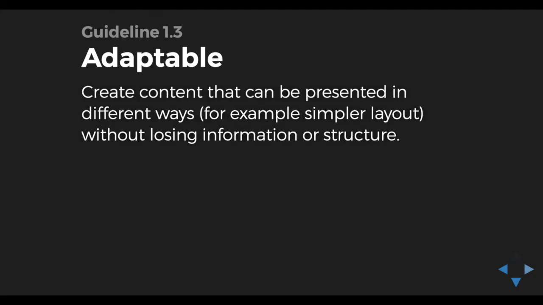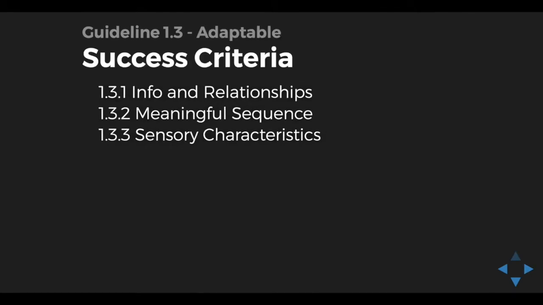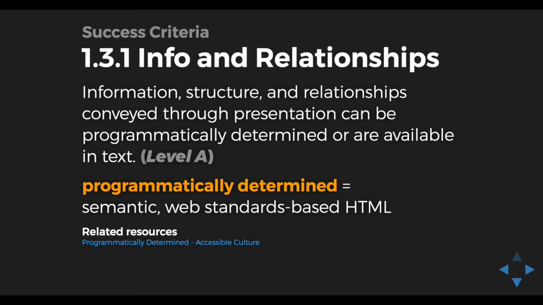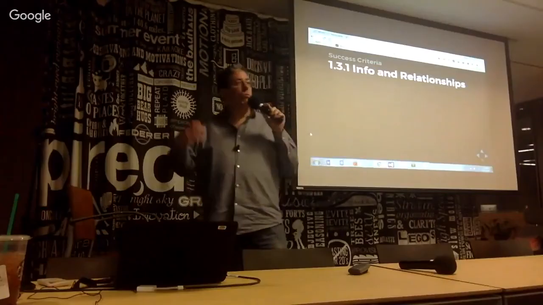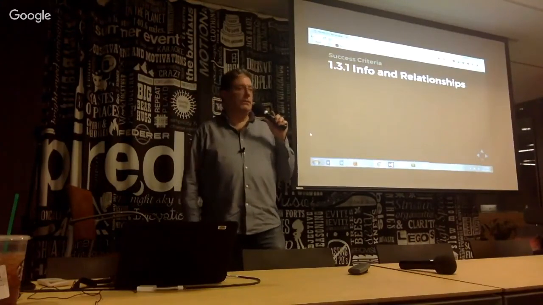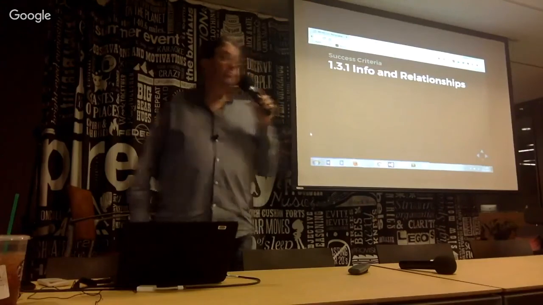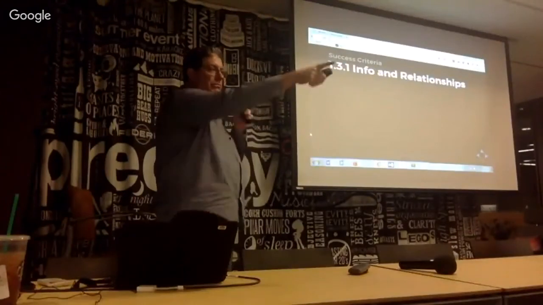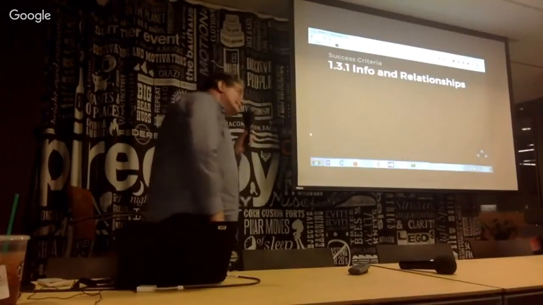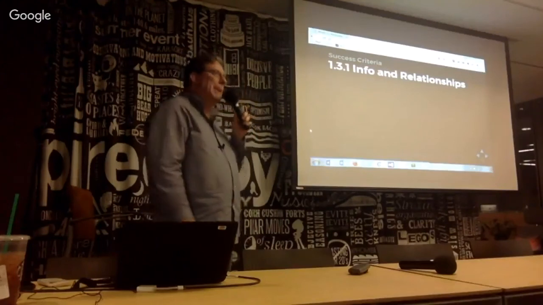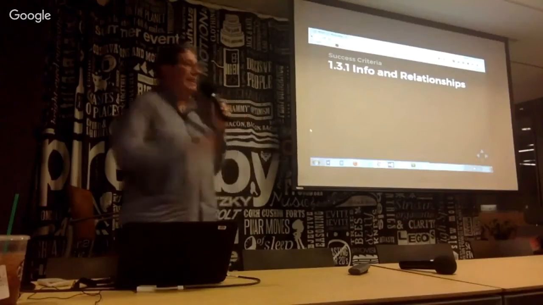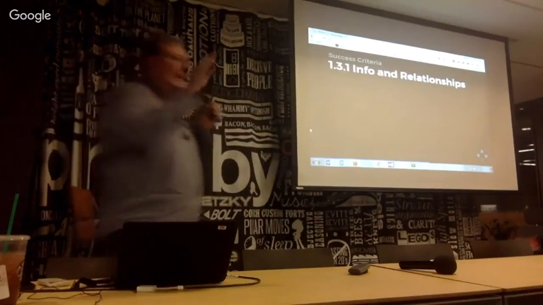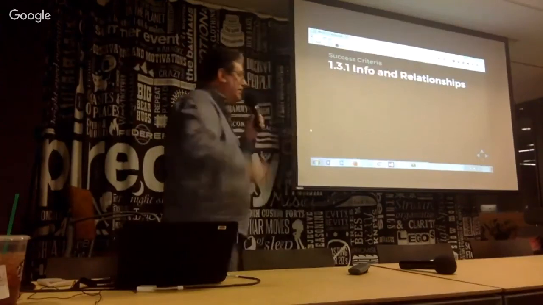Adaptable: creating content that can be presented in different ways. So the success criteria are info and relationships, meaningful sequence, and sensory characteristics. Info and relationships. What's the first thing you think about when you think info and relationships with regards to web pages? Anyone? Headings? Okay, that's good. What else? Taxonomy? Possibly. I was sitting there going, okay, stretch. Possibly in certain ways. Maybe we'll be able to touch on that. Anything else?